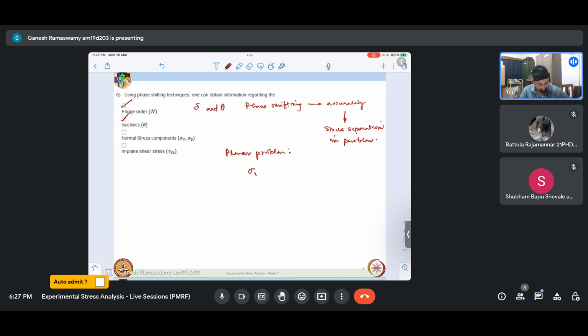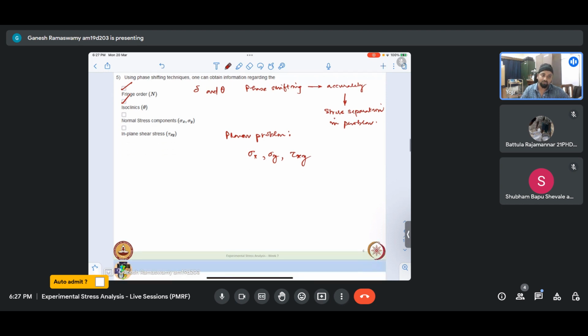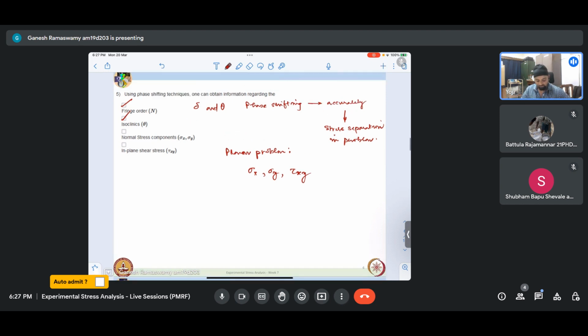Essentially, we have sigma x, sigma y, tau xy, which in some orientation translate to sigma 1 and sigma 2. So essentially, normal stress component and shear stress components also can be determined using phase shifting techniques. There are ways and means to do that, which have not been covered in the present lecture, but nonetheless it has been clearly mentioned that phase shifting finds an application in stress separation once it is done accurately.